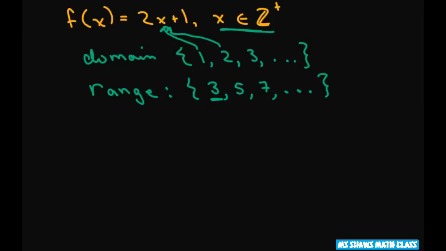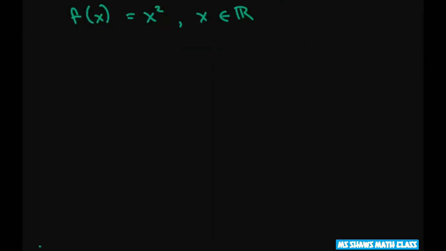All right. And the last example I have is this one. So it says all real numbers. So the domain is just that, all real numbers. You just write it like that, double R.